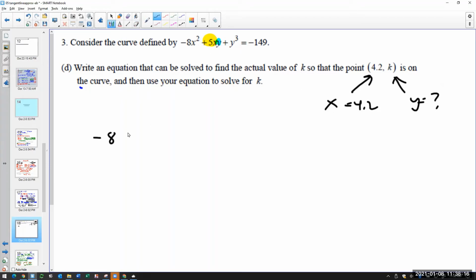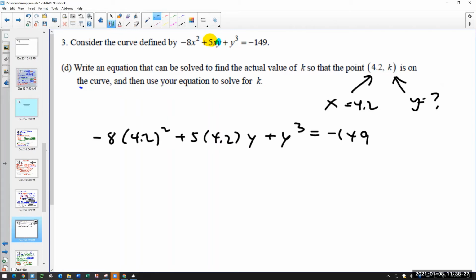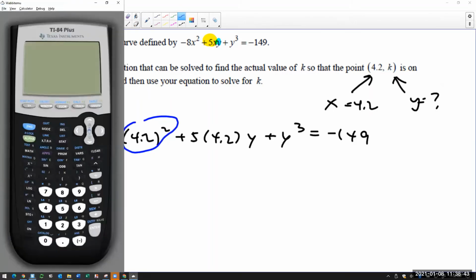And the easiest way to do that actually is just plug in. Everywhere you see your x, put in 4.2, okay? Everywhere you see your y, just leave it as y because that's what we're trying to find, okay? And our goal actually here is to figure out what y is, okay? Negative 8 times 4.2 squared, be careful with this. This is not 8 times 4.2. Are you guys good with this?